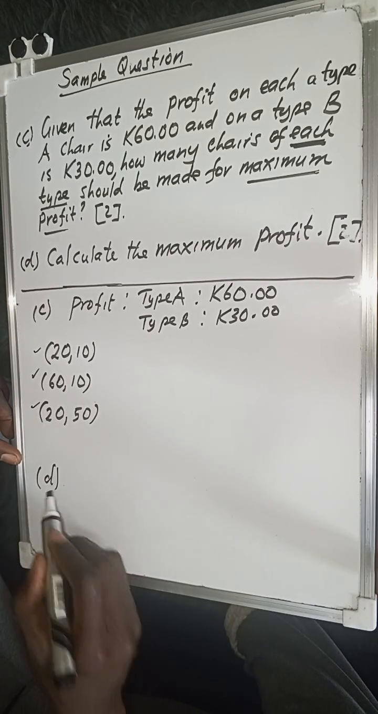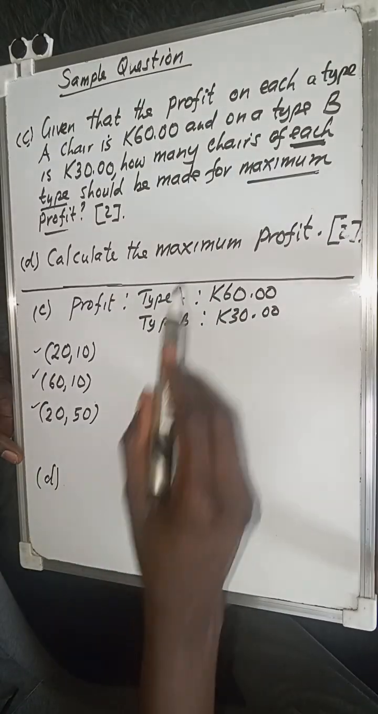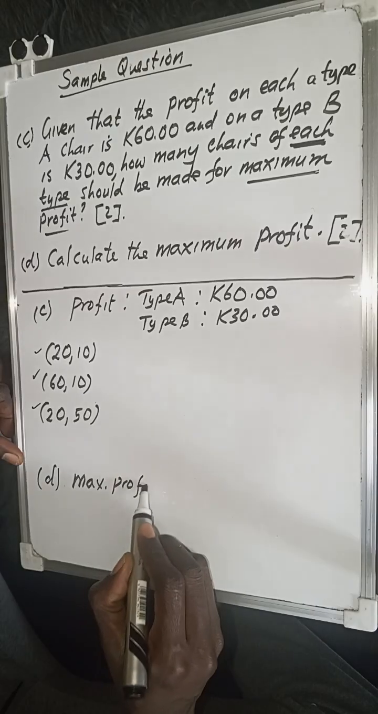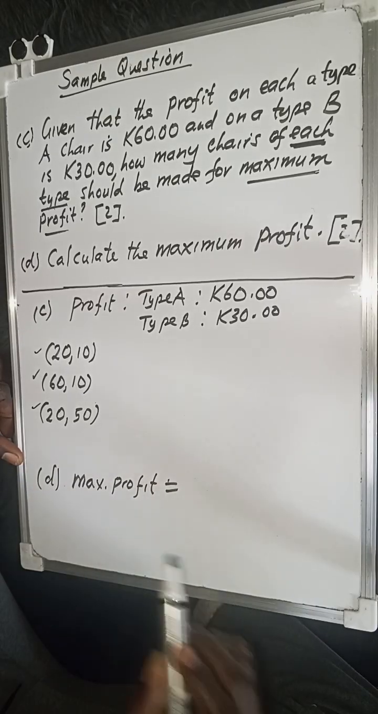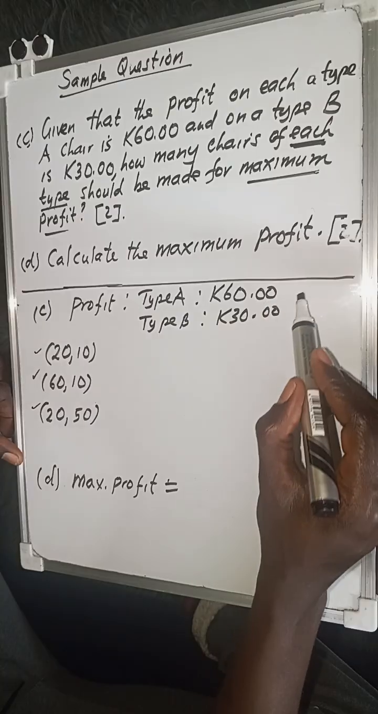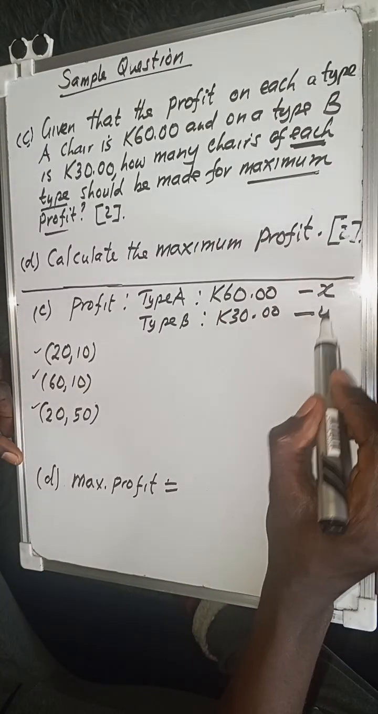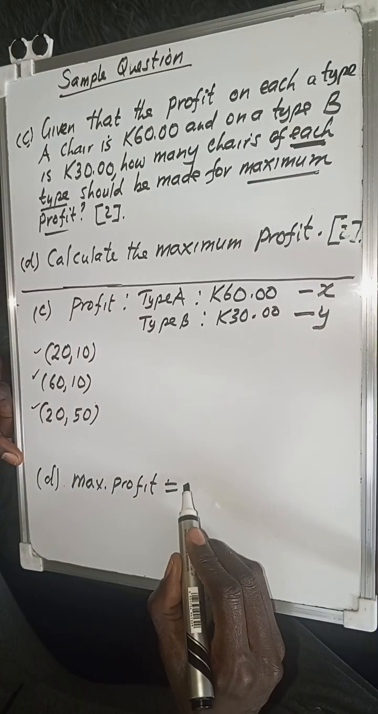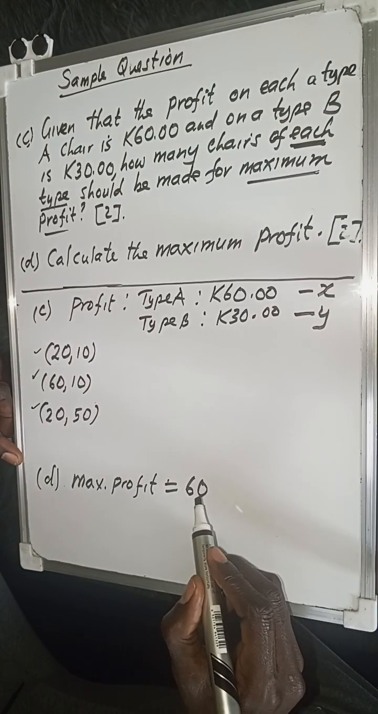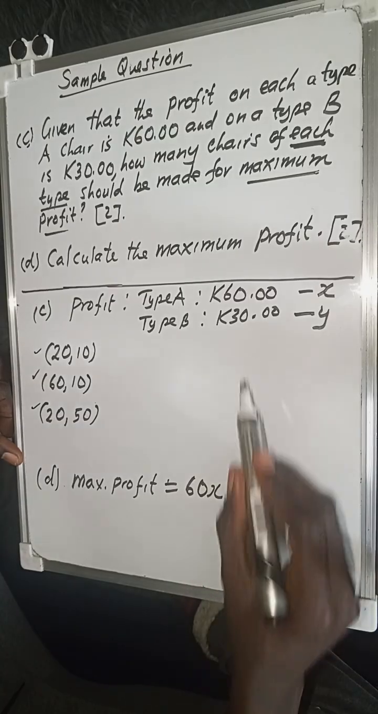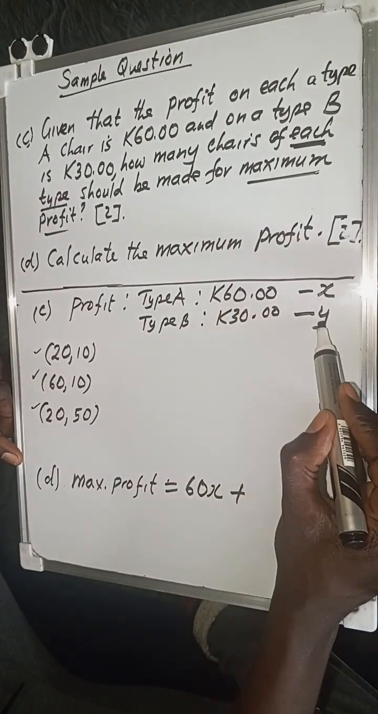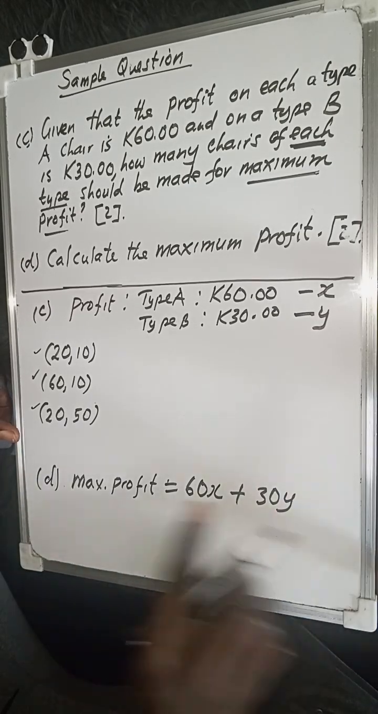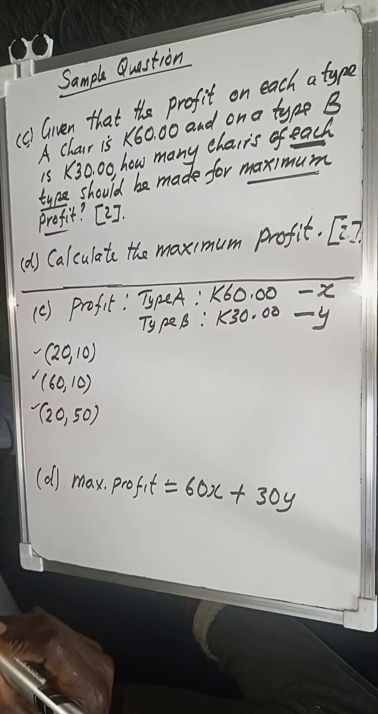Now, please, I want to show you, because the D part says calculate the maximum profit. How do you calculate, in this case, the maximum profit? Well, for you to get the maximum profit, since type A is representing X and type B is representing Y, it's the profit times the number of type A that you had. So in this case, it will be 60 multiplied by X plus the profit for type B times how many type B you bought. So you multiply 30 times Y, which will give you 30Y. So this is the formula that you can use to find the profit.